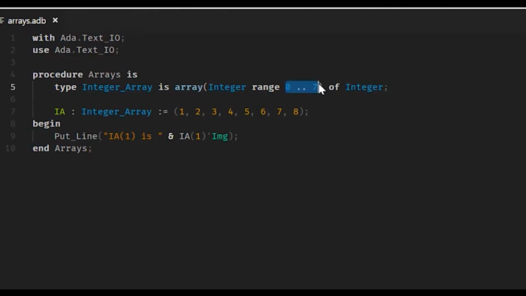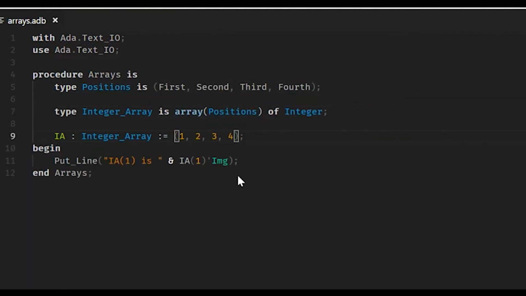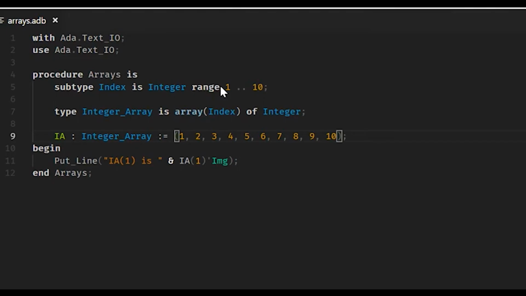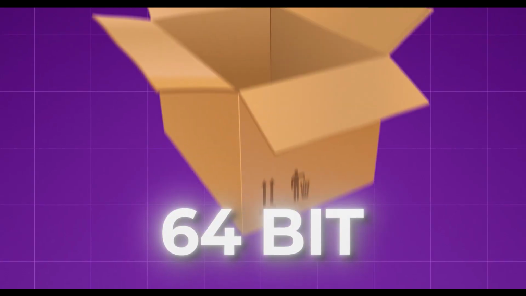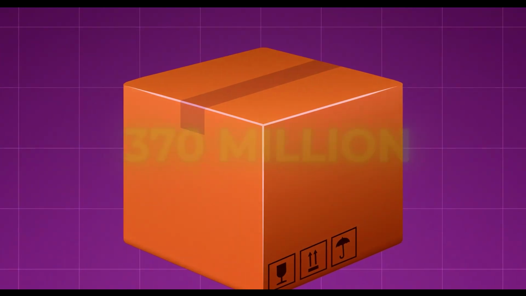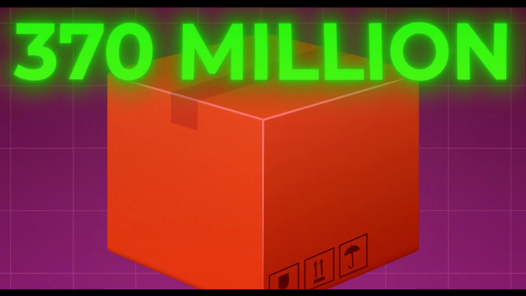The coding was done in the Ada language. Upon investigation, the team discovered that a line of code was trying to fit a 64-bit number into a 16-bit space. As a result of this failure, the company lost $370 million.